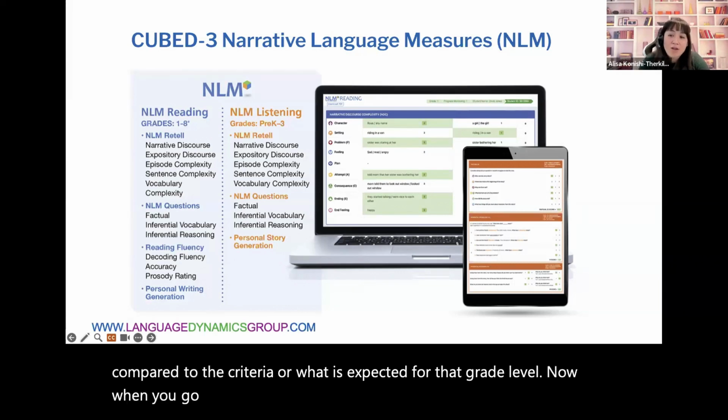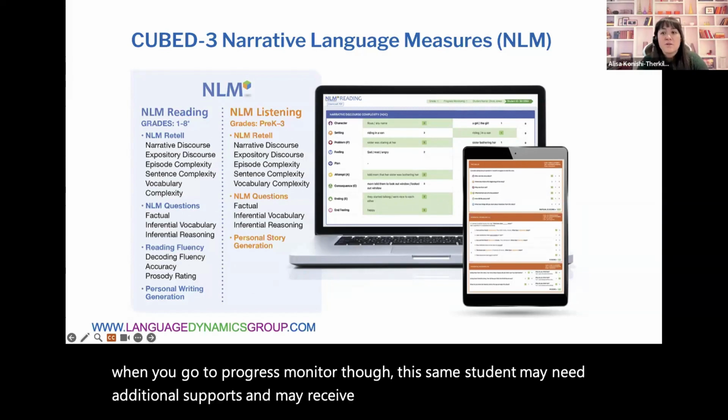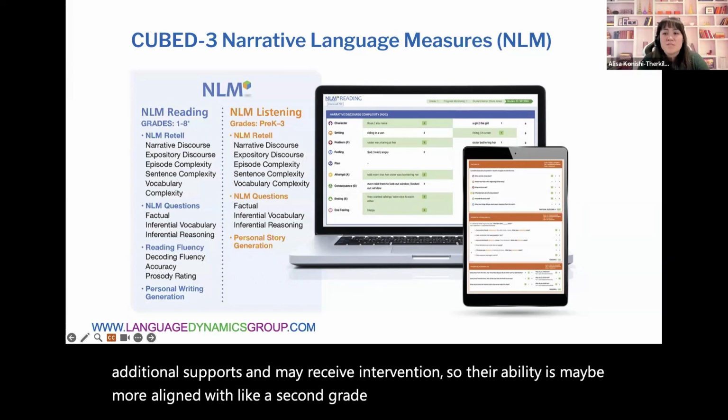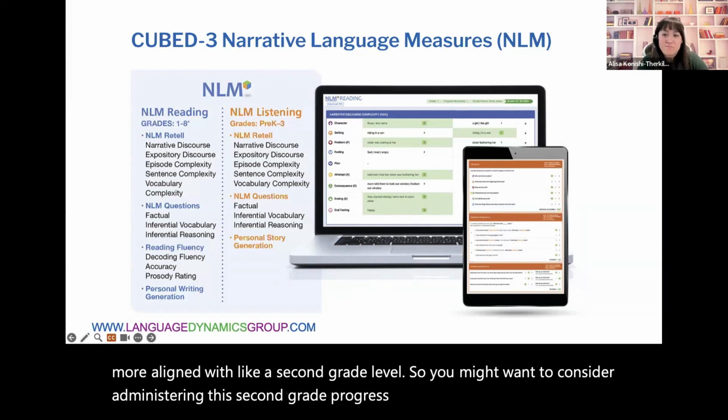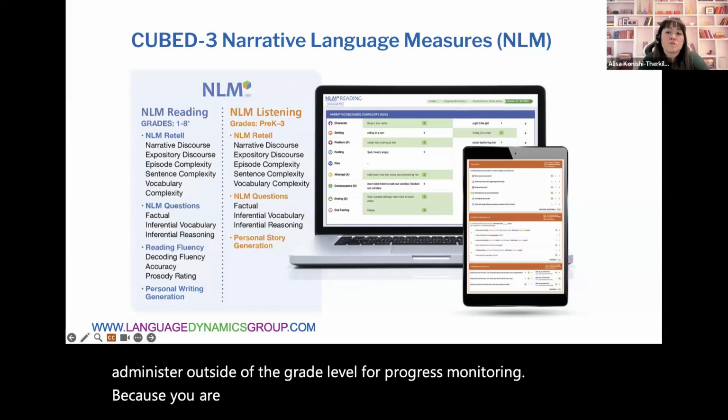Now, when you go to progress monitor, though, this same student may need additional supports and may receive intervention. So their ability is maybe more aligned with like a 2nd grade level. So you might want to consider administering the 2nd grade progress monitoring passages. You can administer outside of the grade level for progress monitoring because you are comparing the student's score to their own performance.